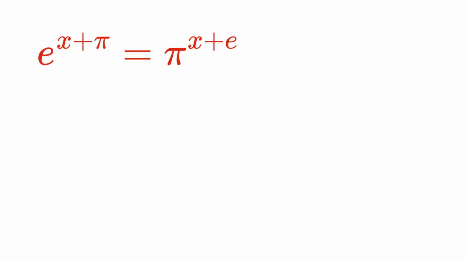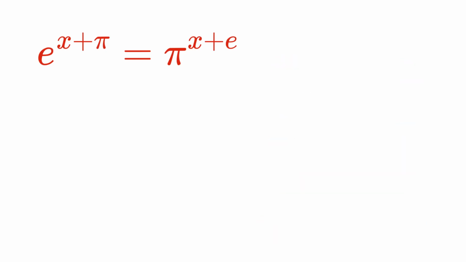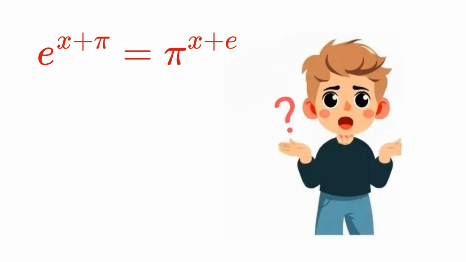Look at this equation. e^(x+π) = π^(x+e). It looks confusing at first, right? We have two of the most famous constants, e and π, standing face to face. But guess what? There's a smart trick that makes it super simple.